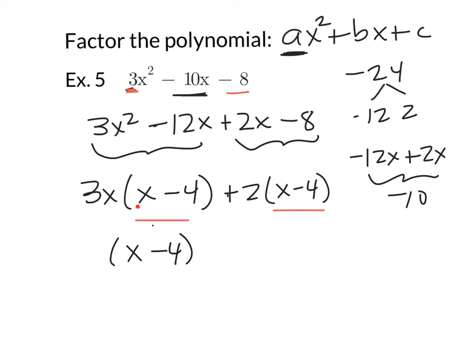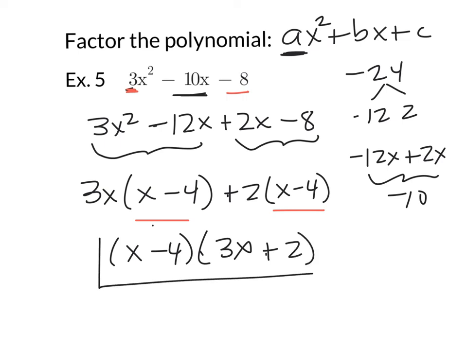When I take x minus 4 out of this term, that's going to leave me with 3x. And when I factor the x minus 4 out of this big term, that's going to leave me with the plus 2. All right, so that's our final answer. And again, if you don't believe it, you can stop the video and multiply these 2 binomials together. And when you do, you should get these 3 terms back again.